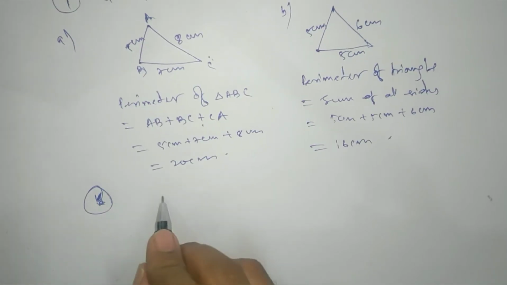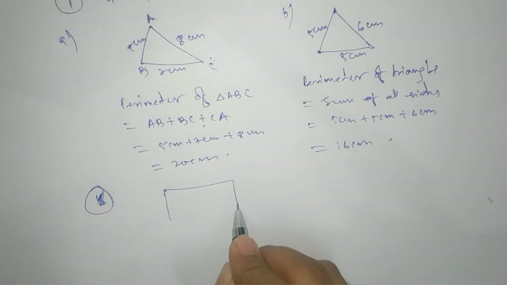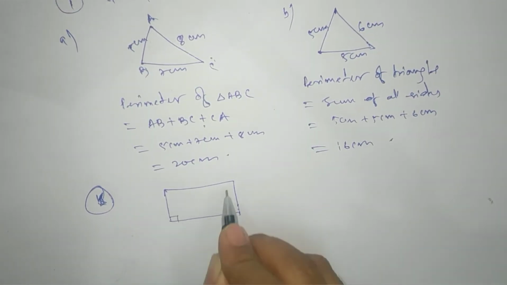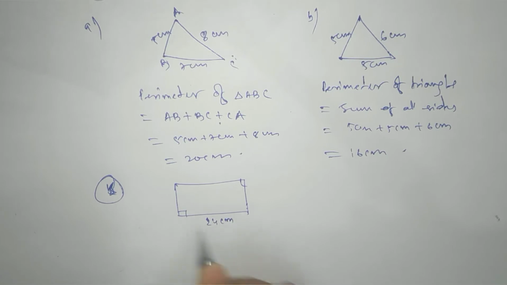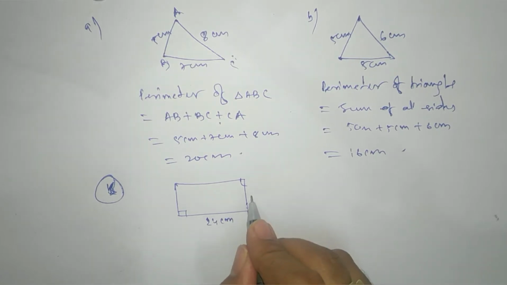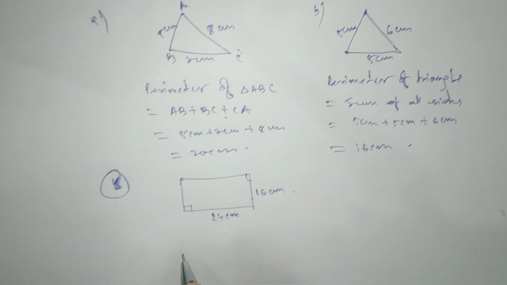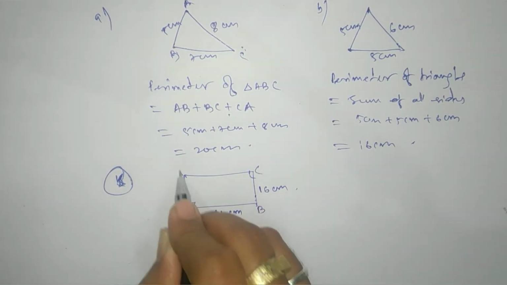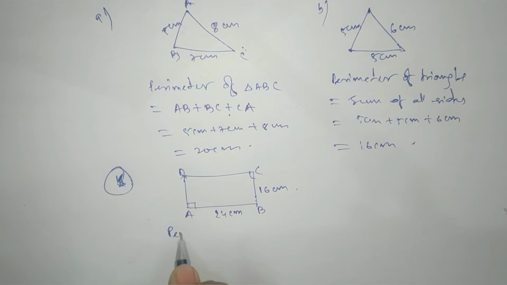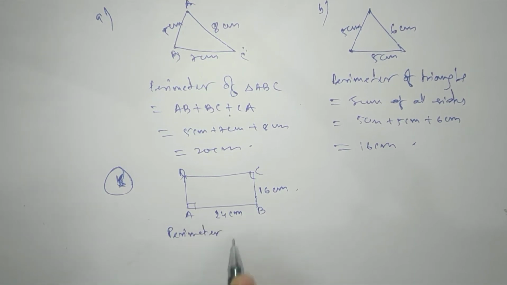In part C, you may get a rectangle. In the rectangle, the length and the breadth will be given to you. Think this is your 24 cm, and another is your 16 cm. Same as before, if a name is given, no problem, we write here perimeter of rectangle ABCD.